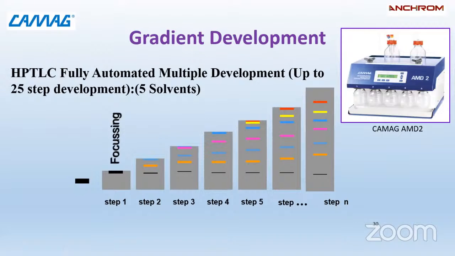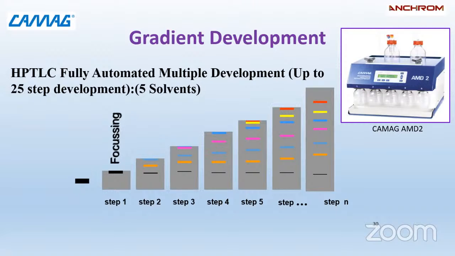Now, how can we set the gradient? Suppose I have a 10 by 10 centimeter or 20 by 10 centimeter plate. For the first 5 millimeter, I can use a combination of some of the mobile phases out of these 5 bottles. Suppose I'm taking toluene, ethyl acetate for the first 5 millimeter. For the next 5 millimeter, I can use some other combination: toluene, ethyl acetate, methanol, 7 to 3 to 1. So this is how you can develop the plate at different development distances up to 25 steps by using solvents which are given in these 5 bottles.